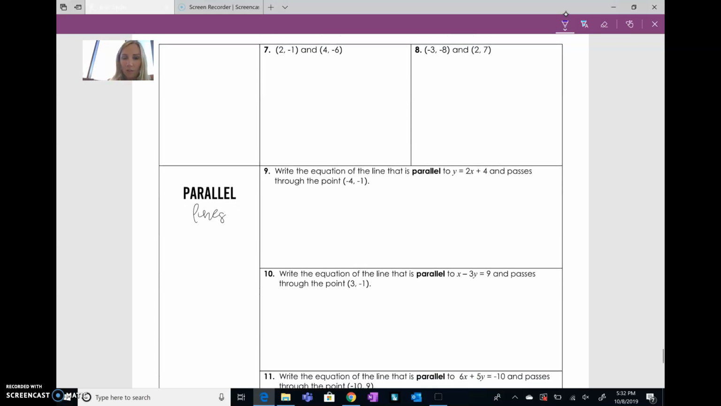And so write the equation of the line that is parallel and passes through the point. Okay, so we learned that parallel means same slope, right? And so the slope of this line is 2. So that means the slope of my new line is going to be 2. So I'm going to do, then I got this point here. So I'm going to do y minus negative 1 equals 2 times x minus negative 4.